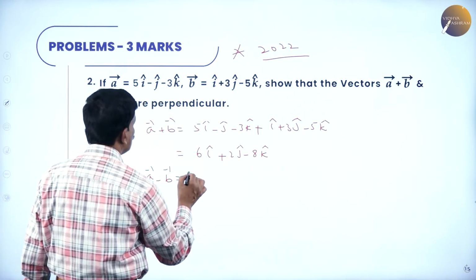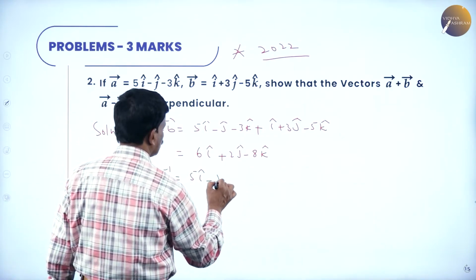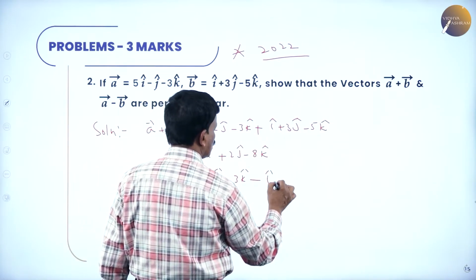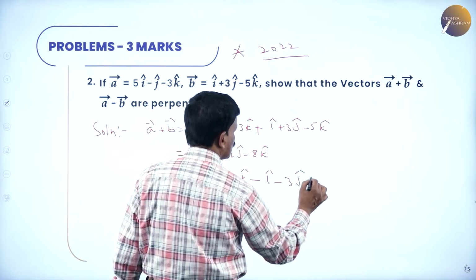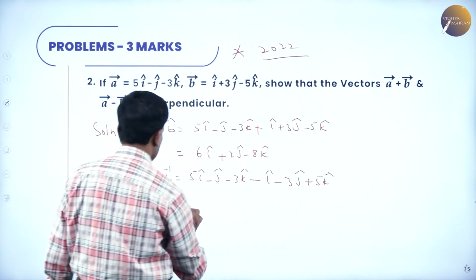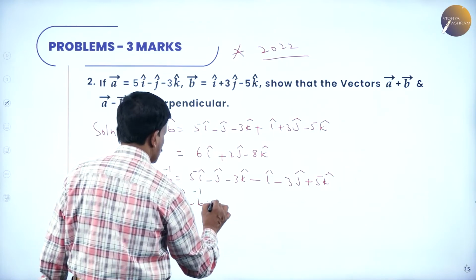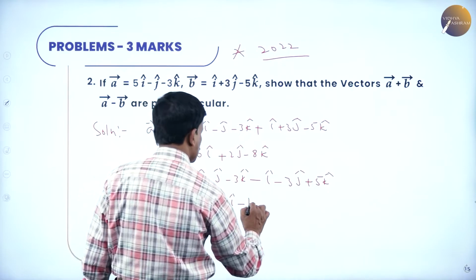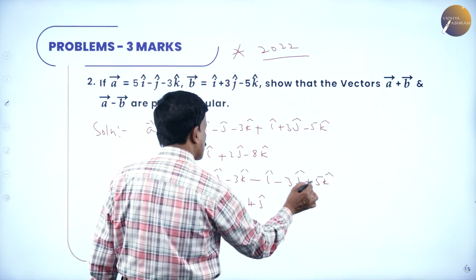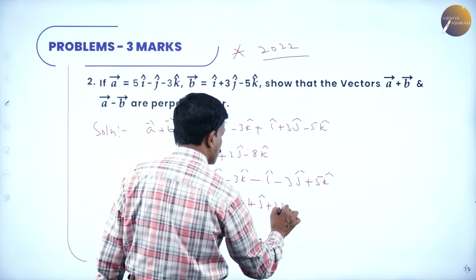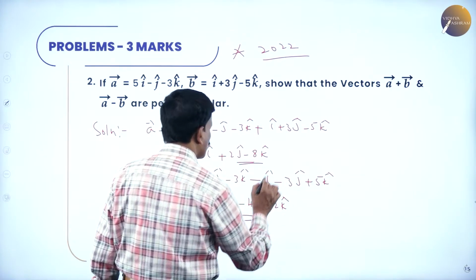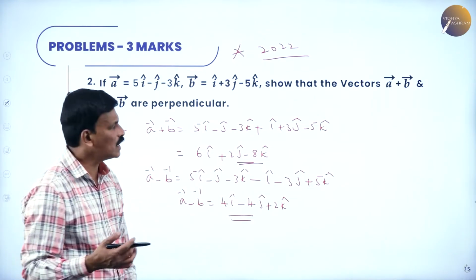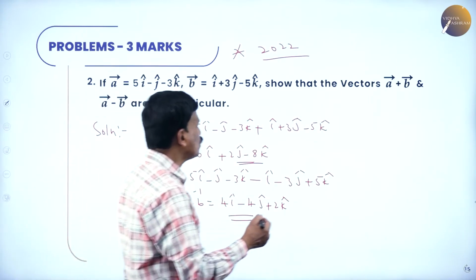Similarly, A minus B. What is A? A is 5i minus j minus 3k, multiplied by a negative sign on B: minus i minus 3j plus 5k. So vector A minus B is equal to 5i minus i is 4i, minus j minus 3j is minus 4j, plus 5k minus k is plus 2k. This is A plus B and A minus B. Now we find A plus B dot A minus B.